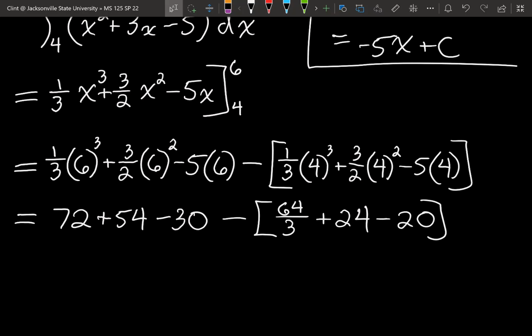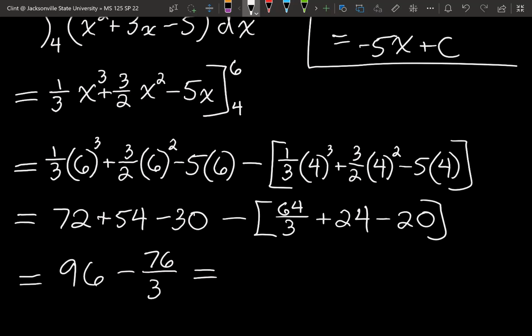But then let's see. Just so it's easy to follow, I'm going to combine these and then combine these, and then we'll have one subtraction at the end. Okay. So 72 plus 54 minus 30 is 96, minus, and I get 76/3.